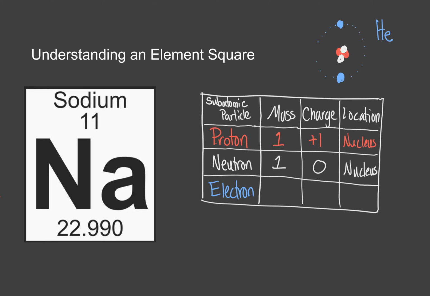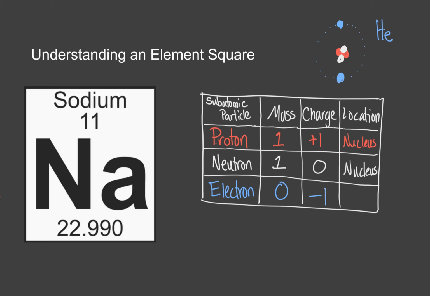And for the last subatomic particle, electrons, they have a mass of 0. It's not actually 0, but it is so tiny compared to the mass of a proton and neutron that we can add hundreds of electrons and it doesn't impact the mass of the atom in any significant way. So we just round it down to a mass of 0. And electrons have a charge of -1.